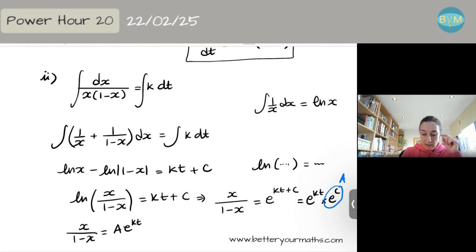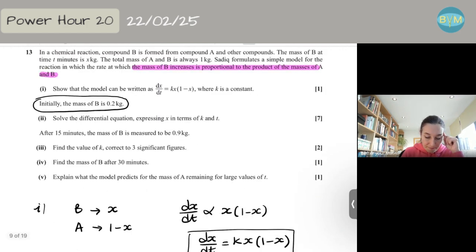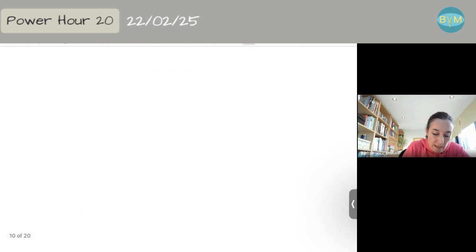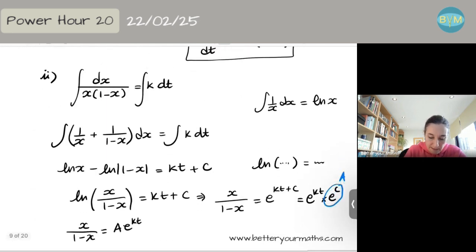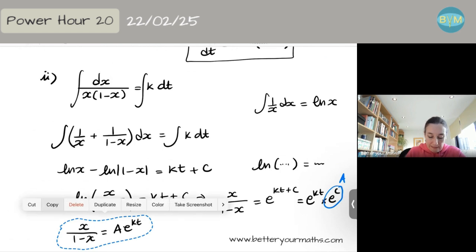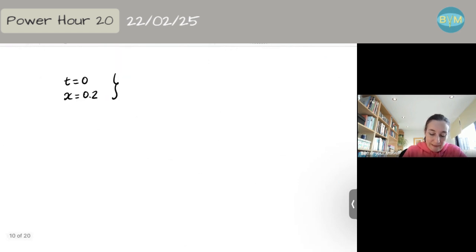So when t is 0, x is 0.2. If I substitute that in the formula that I just found, and then make x the subject, then I have it. So you see, integrating differential equations is not difficult. Just separate variables and integrate. What is difficult sometimes is just the integration.